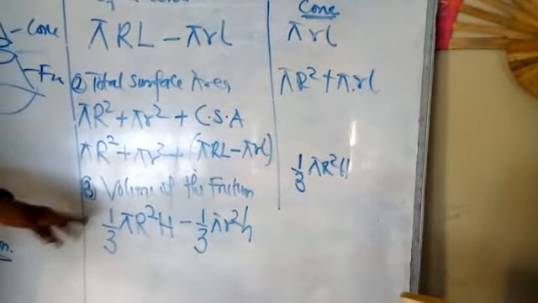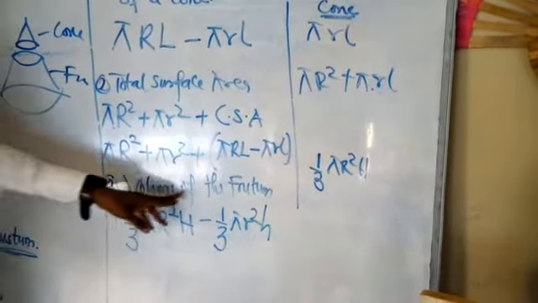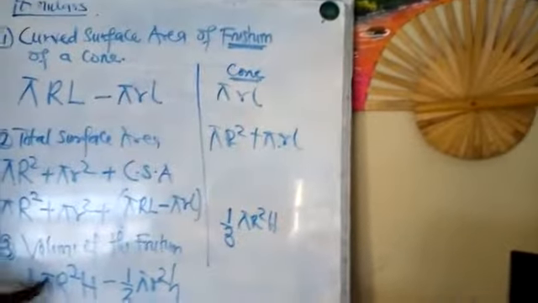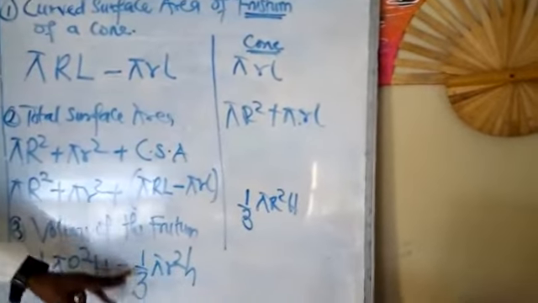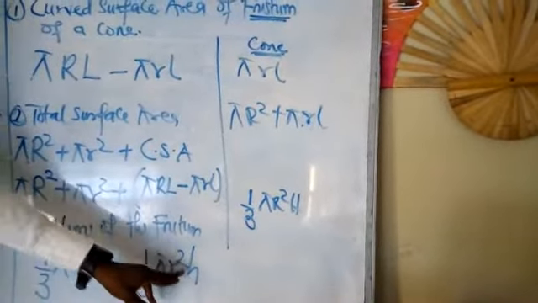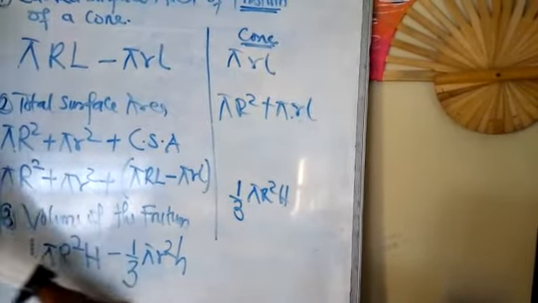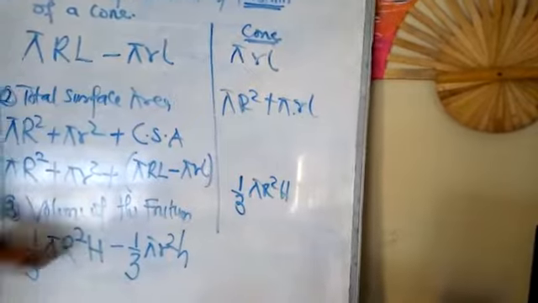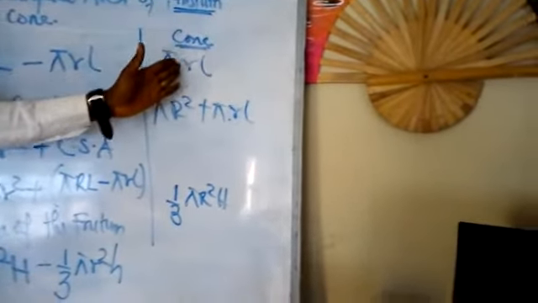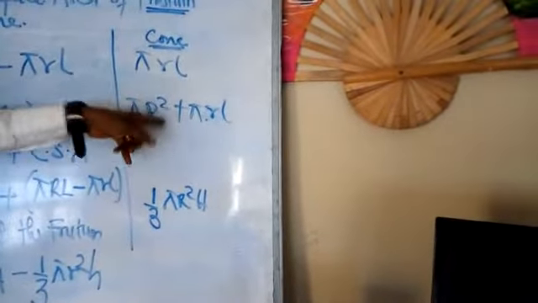Alright? So now this is the volume. We said the volume of the frustrum is 1/3 pi R squared H minus 1/3 pi small r squared small h. This becomes the volume for calculating the frustrum of the cone. While what we have here are just the properties: the curved surface area of the cone, the total surface area of the cone, and the volume of the cone.